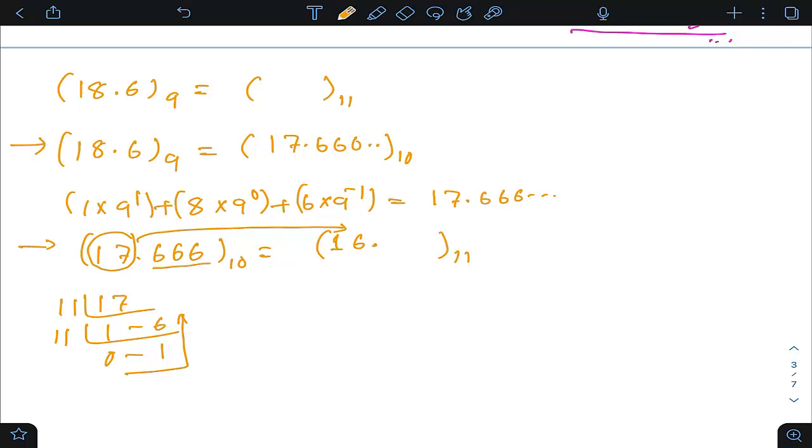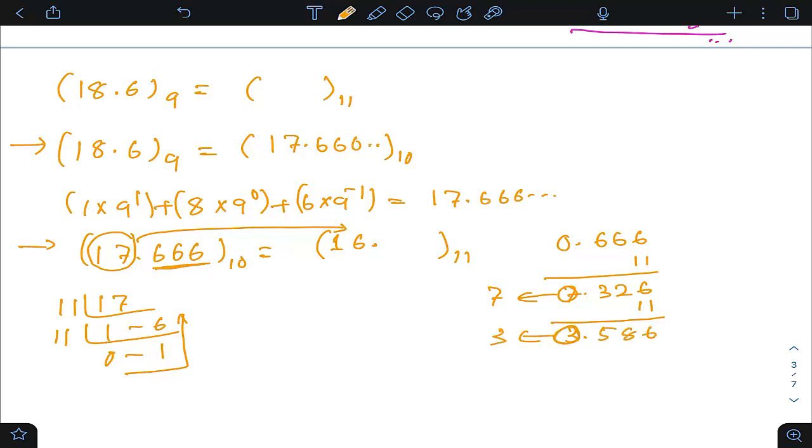Now the next thing is this 0.666. What we'll be doing then in this case? We'll be multiplying this with 11, repeated multiplication by 11. So 0.666 multiplied by 11. If you do it, you get 7.326. As I said, you have to take this 7 and make this 0. Now you again multiply with 11. 11 into 0.326 is coming as 3.586. So this 3 is coming here.